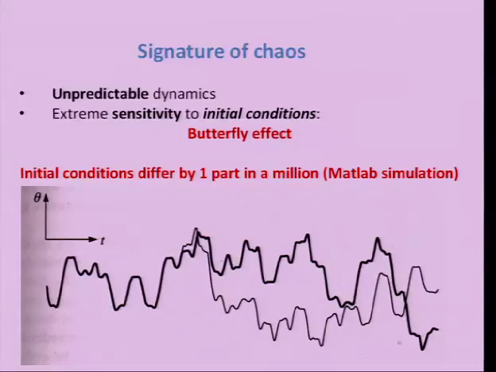And here, for instance, on this graph, what I'm showing you is a time trace of the angle of the pendulum. Okay, and if you start with two initial conditions that are almost similar, they only differ by a part in a million, they're almost the same initial conditions. Initially, the two traces are superposed, and the pendulum behaves in its random-looking, very chaotic manner, but the two traces are superposed. And then suddenly, at a given time, they start to diverge from each other.